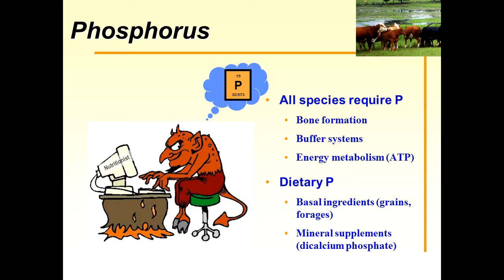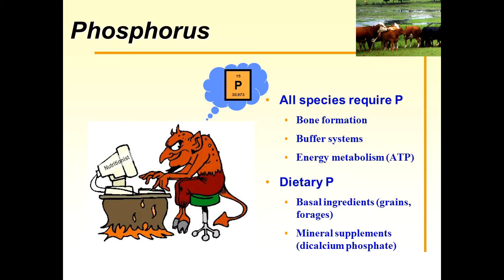Livestock do require phosphorus, all species do. It's true that there is more phosphorus in livestock manure than crops need, at least relative to the nitrogen content of the manure, but that doesn't avoid the fact that all species require phosphorus. They require it to build bones, they require it for important buffer systems throughout the body, and also phosphorus is a critical component of energy metabolism systems in animals.